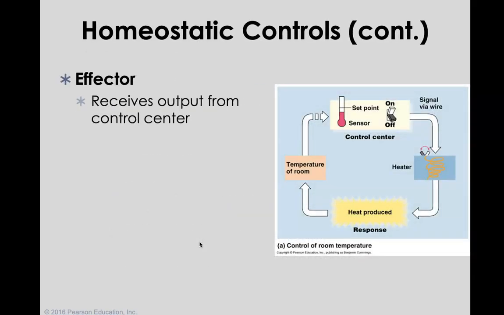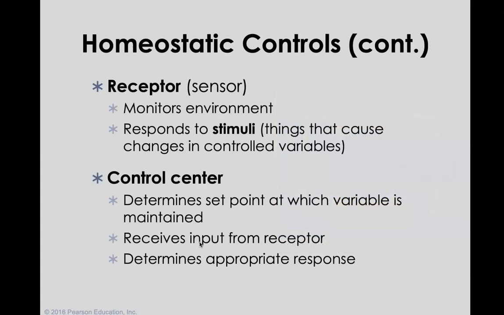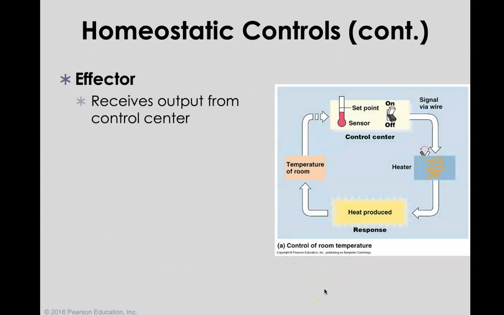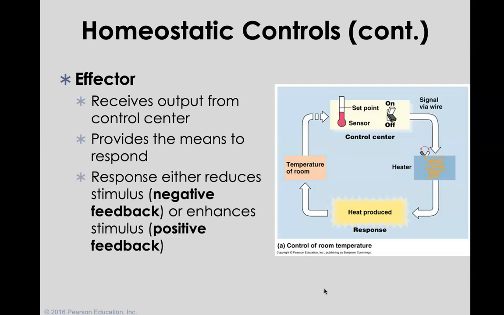And then the last part of this homeostatic control is our effector. So once again, the control center determines the appropriate response. The effector is going to carry out that response. So it receives the output from the control center, and then it provides a means of response. Okay, so in this case, they're just giving you a basic example, but I like to use a more anatomical example of this. So I'll give you an anatomical example in just a minute.